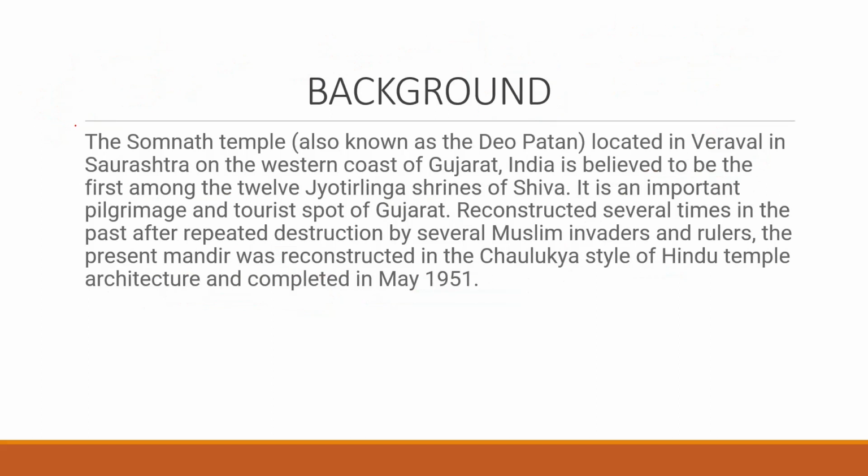Now, as I have told you, it has been dismantled several times. So we will see here the background of the temple. The Somnath temple, the other name of this temple is Deopatan. It is located in Veraval in Saurashtra. Where is it? It is in Gujarat. In Gujarat, we can find the Somnath temple and it is believed to be the first among the 12 Jyotirlinga shrines of Shiva.